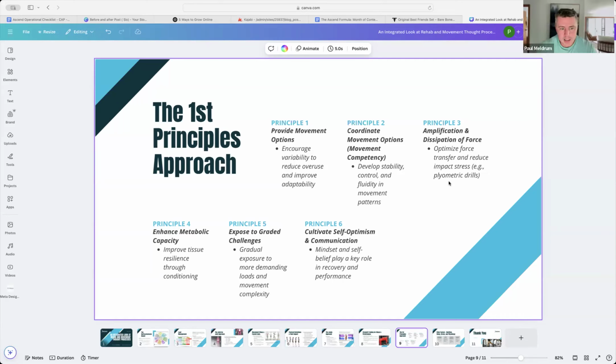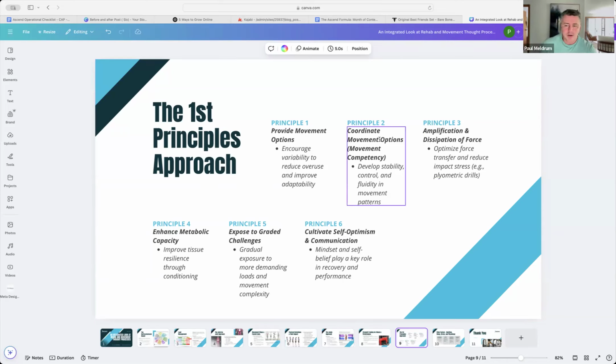Now, the next one is enhanced metabolic capacity. With that, we basically want to improve tissue resilience through conditioning. For metabolic capacity, we can address that in quite a few different ways. We certainly want to have cardiovascular capacity, because any kind of ATP regeneration makes injuries faster to recover from. But you want to do reps. You want to actually train this injured tissue.